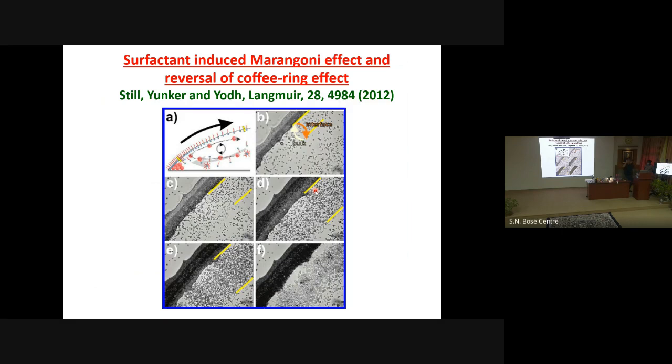Now, surfactant-induced Marangoni. Again, they're showing how the surfactants are making the whole thing drive like this. All right. So you see, initially this whole thing comes here. I'll show you a movie where you see it more clearly, and then it starts detaching and going back. That's what we show, right?